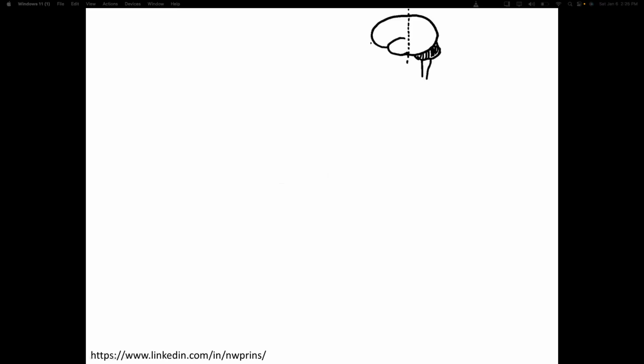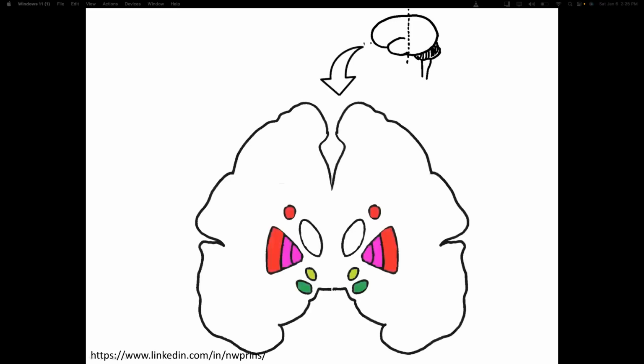if we take the brain and get a coronal slice and zoom in, you should see something like this. And what I have shown in these colors are the basal ganglia. So basically, the basal ganglia coordinates movement. It's used for movement modulation. And there are two major pathways, direct and indirect, that initiate and terminate movement.